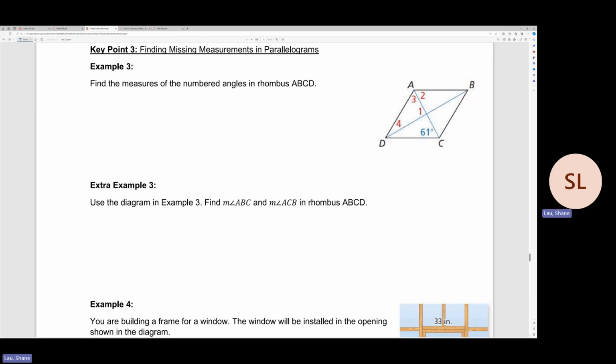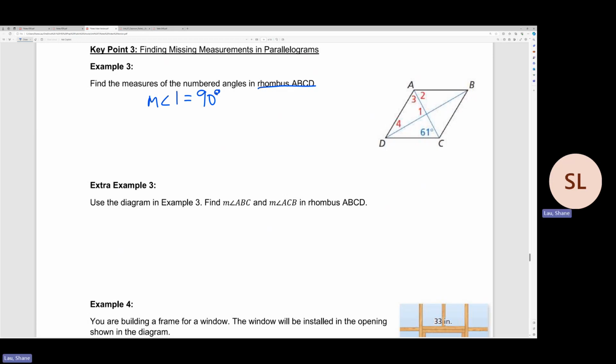Now, in extra example 3, we're going to use the concepts and the theorems of 7.11 and 7.12. We need 7.11 for angle 1. From theorem 7.11, the measure of angle 1 is determined by the diagonals of this rhombus. We know this to be a rhombus because it tells us it's a rhombus. Theorem 7.11 says that the diagonals of rhombi intersect each other at 90-degree angles. So the measure of angle 1 is going to be 90 degrees. And that's pretty simple.